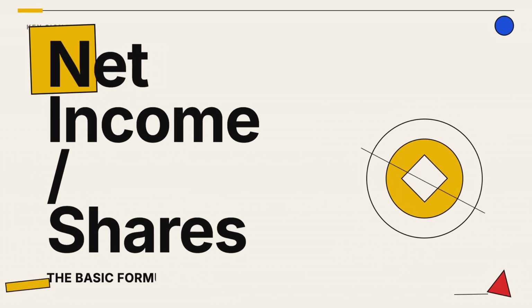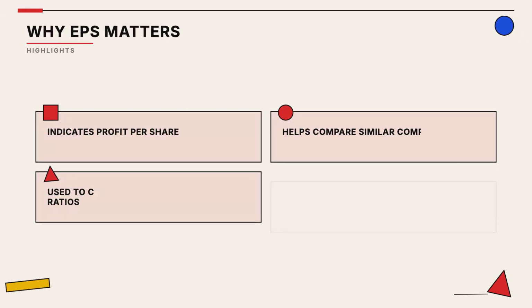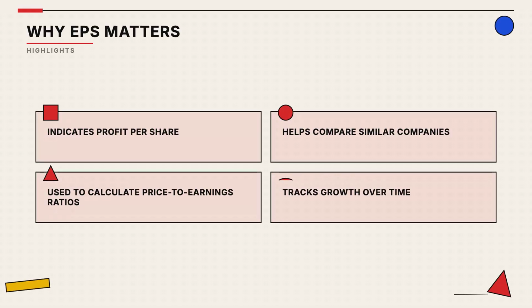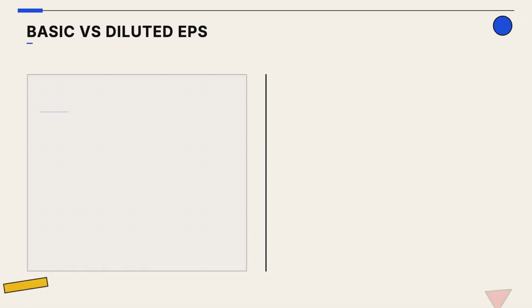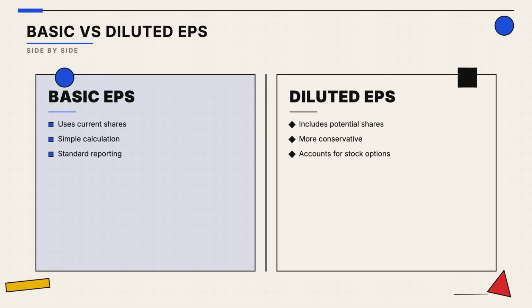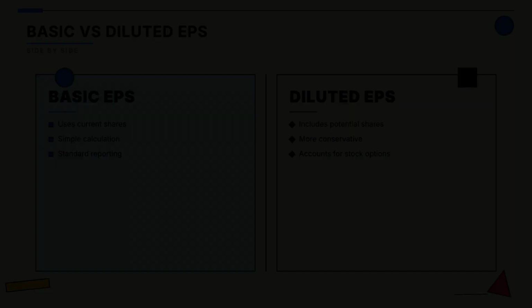The math is straightforward. You take the total net income and divide it by the total number of shares held by investors. EPS helps you see if a company is becoming more efficient at generating profit for its owners over time. Companies often report two versions. Diluted EPS is more conservative because it accounts for potential shares from stock options or convertible bonds.